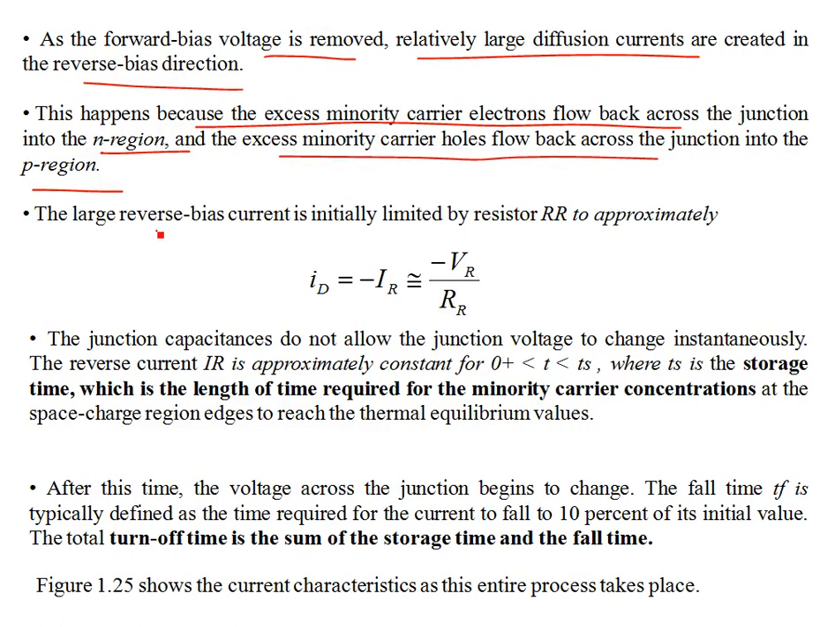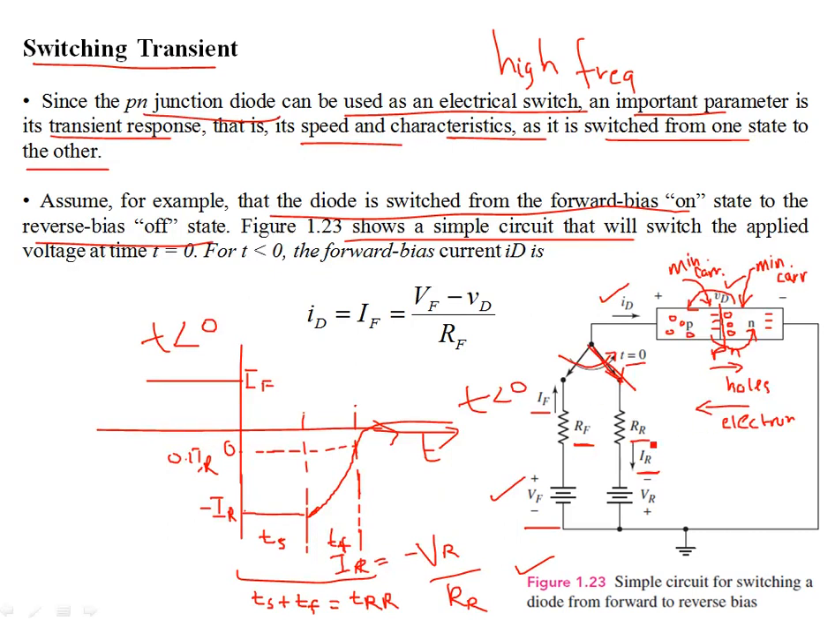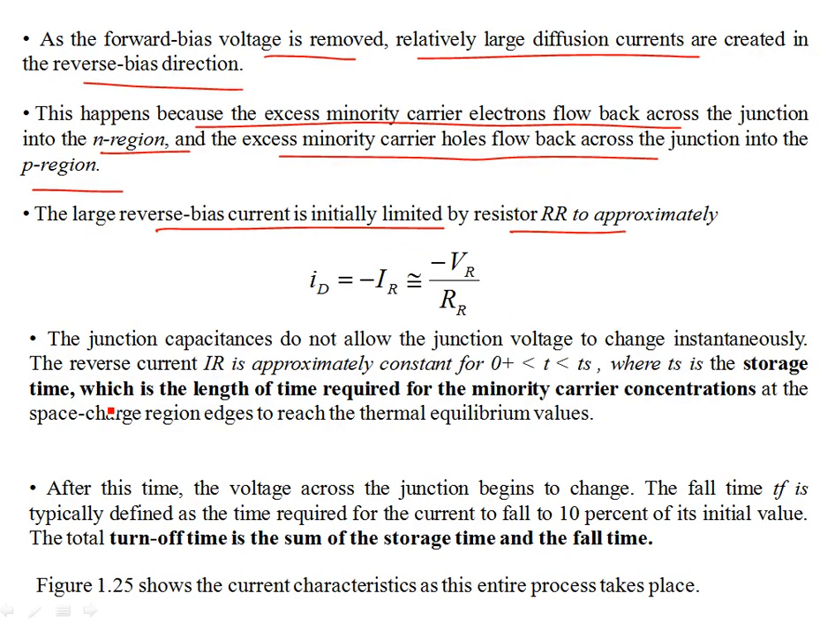Okay, so the large reverse bias current is initially limited by the external resistance RR, which is shown over here. So this current, as you can see, IR is VR over RR. The junction capacitance does not allow the junction voltage to change instantaneously, so the reverse current IR is approximately constant for 0+ to Ts, which is the settling, or what we call the storage time. This is the length of time required for the minority carrier concentration in the space charge region to reach the thermal equilibrium values. Okay, so they will require some time to go back. That's the storage time, and after this time, the voltage across the junction begins to change.